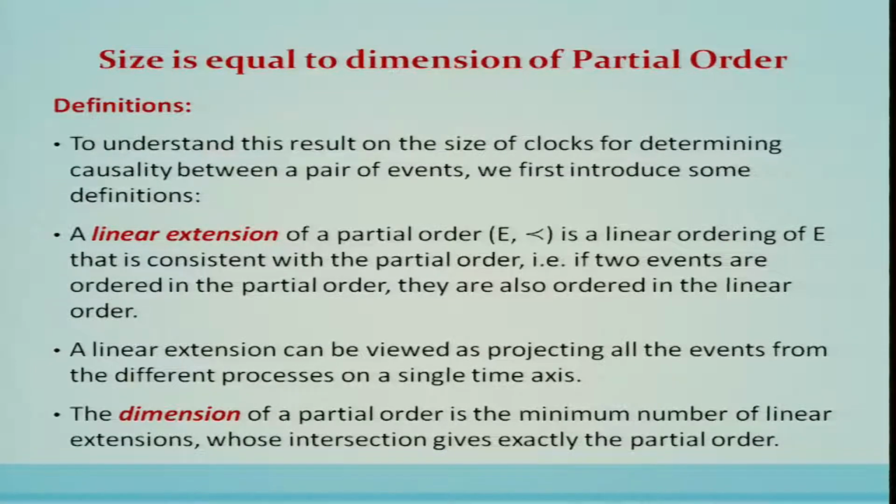To understand this result on the size of clocks determining the causality between a pair of events, we first introduce some definitions. A linear extension of a partial order is a linear ordering of E that is consistent with the partial order. That is, if two events are ordered in the partial order, they are also ordered in the linear order. A linear extension can be viewed as projecting all the events from different processes on a single time axis. The dimension of a partial order is the minimum number of linear extensions whose intersection gives exactly the partial order.